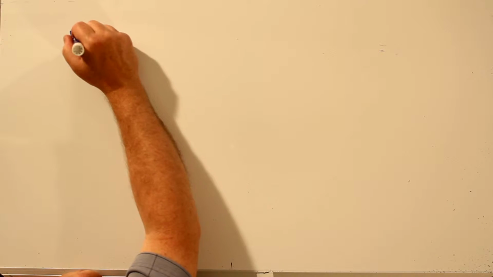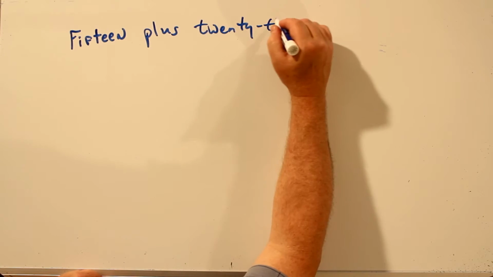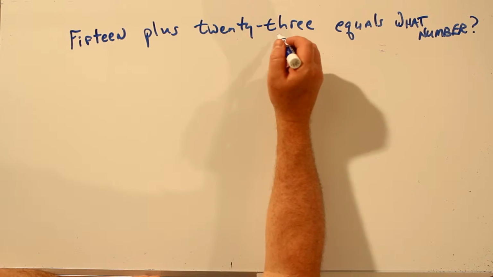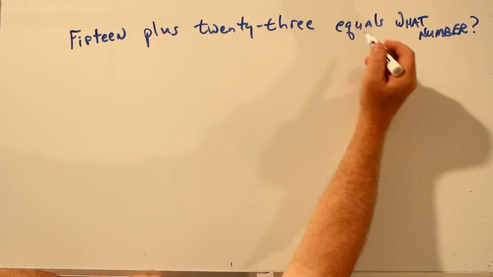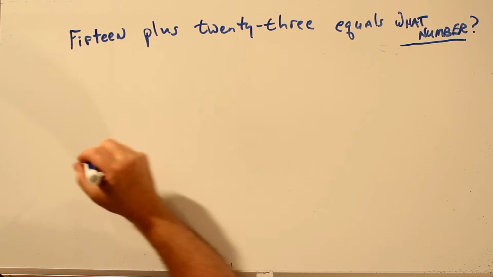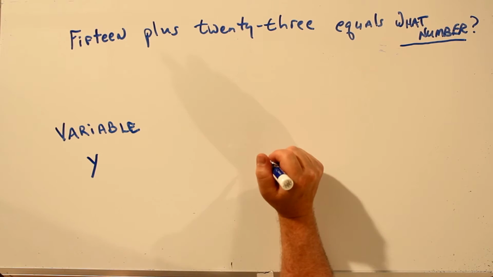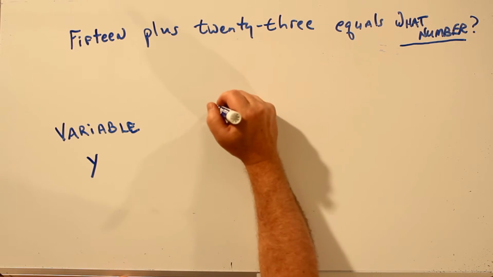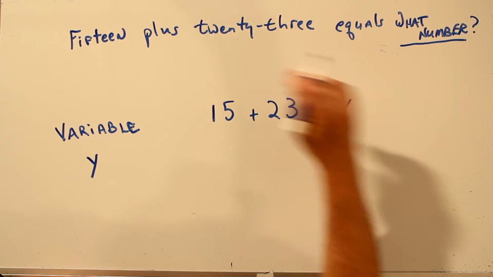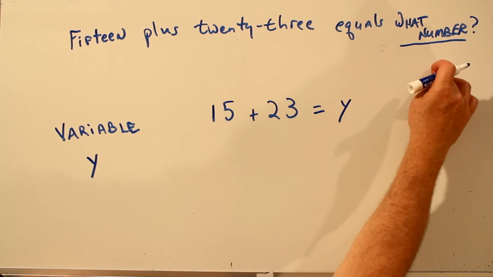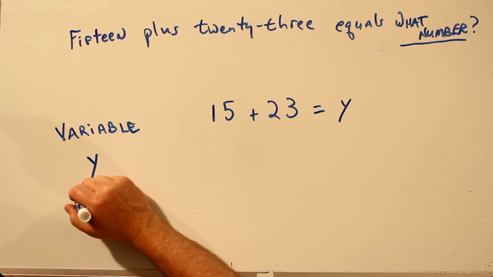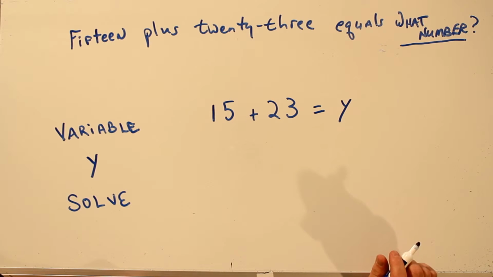Let's try 15 plus 23 equals what number? Well, we know what a 15 looks like, and we know what a 23 looks like. We know what a plus looks like and an equals, but here we have this what number. We're going to use a variable. In this case, let's use the variable letter Y. 15 plus 23 equals our variable, Y. 15 plus 23 equals what number? 15 plus 23 equals Y. And then we're going to solve and find out what Y is.